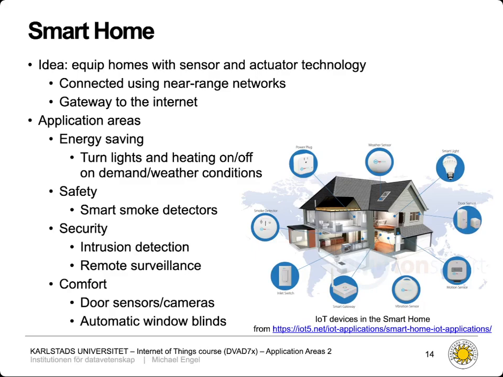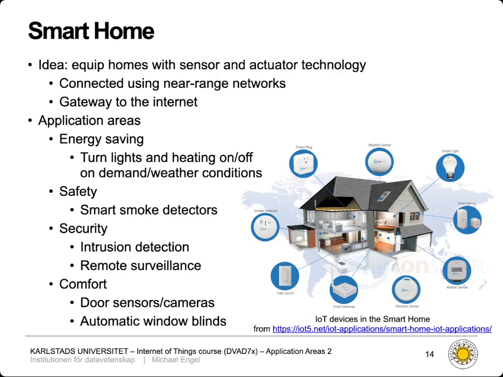And of course, there's a number of comfort functionalities included in smart home. So you can have door sensors, you can have door cameras, as we mentioned already, or maybe automatic window blinds that close in the evening without you having to walk around the house and lower all the window blinds. So all of this, as usual in IoT devices, has to use a number of sensors and actuators, and all of these are in turn connected using networks again.